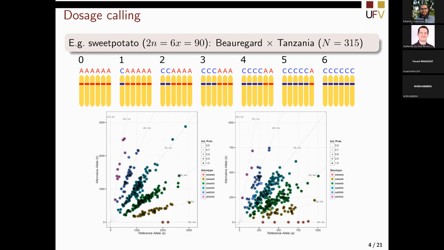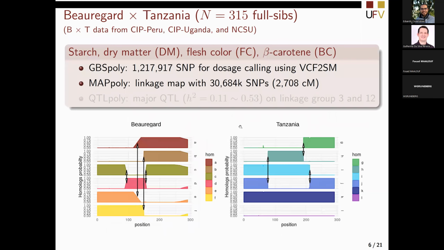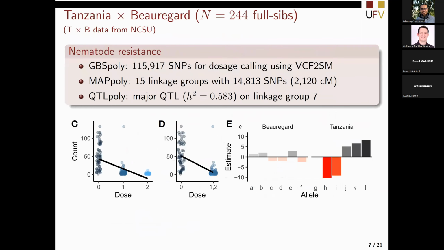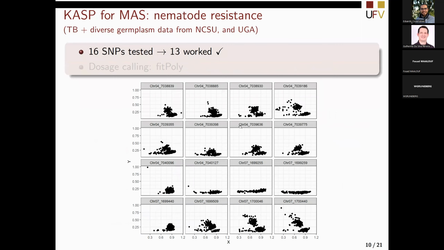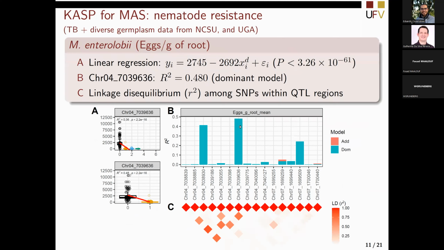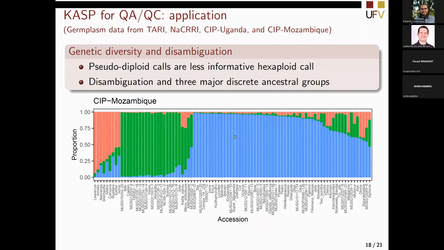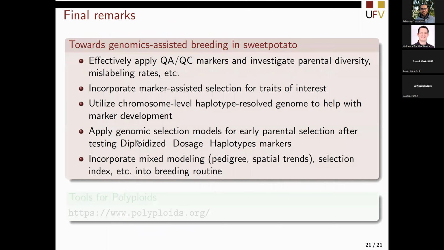This is just another clarifying question. This is actually from my side. Can you explain again what is this diploidized dosage haplotype? Oh, yeah, sure. This is actually, I noticed that there is something missing here because it was supposed to be a versus among them. This is diploidized versus dosage versus haplotypes, right?